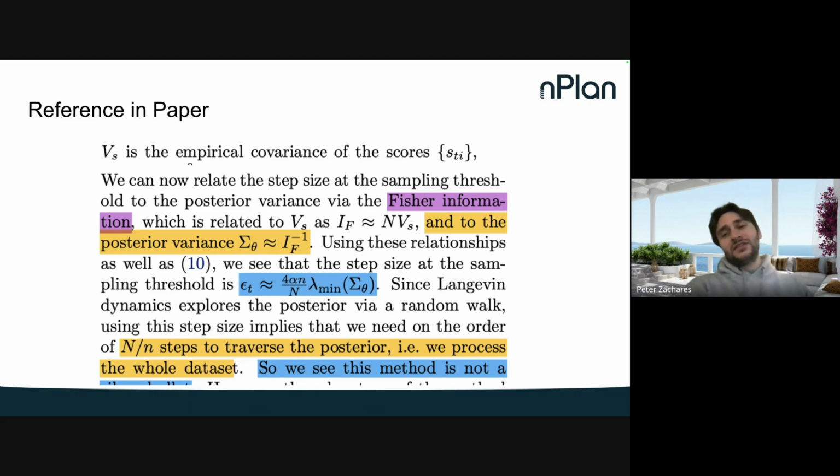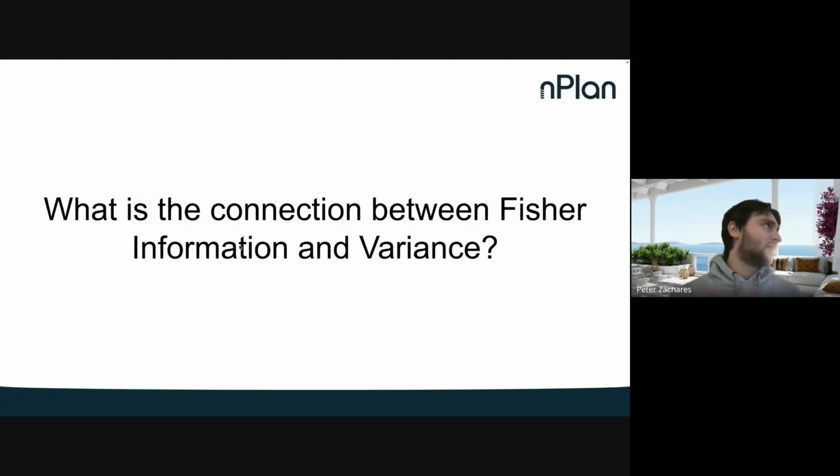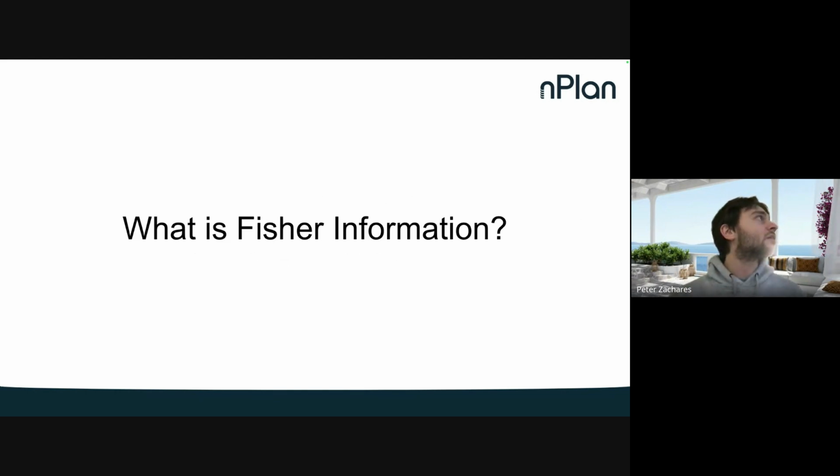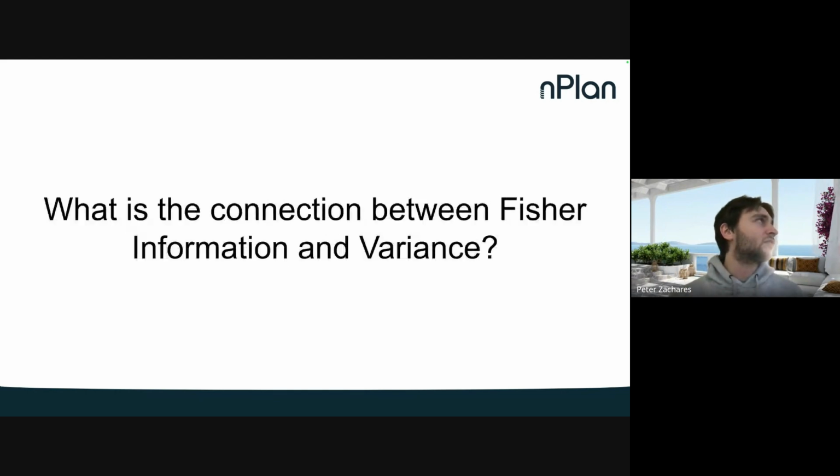The key thing that I notice when I see this is, okay, Fisher information is related to posterior variance. How is Fisher information related to variance? That's the thing I thought I would look at. What's the connection between Fisher information and variance? We'll go into that later. But before that, what is Fisher information? Because it's just mentioned here.